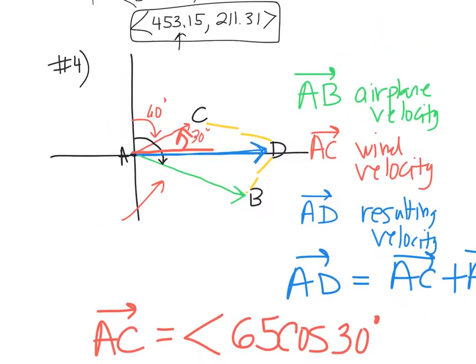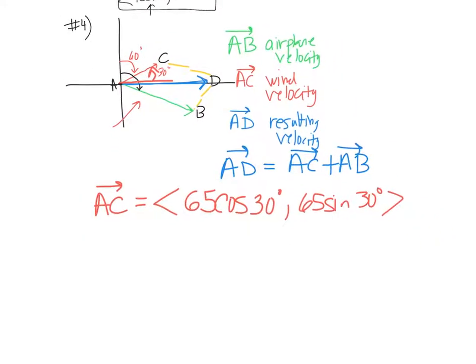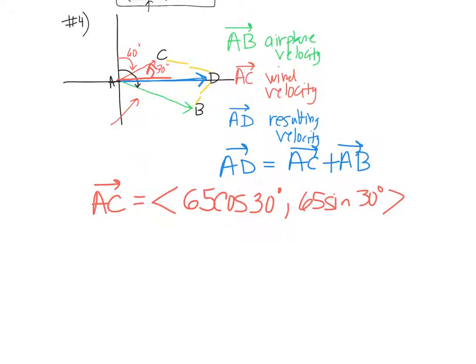And then comma, 65 times the sine of 30. All right, we'll just hang on to that for a minute. Everyone okay with that so far? All right, now let's go ahead and figure out what AB is.